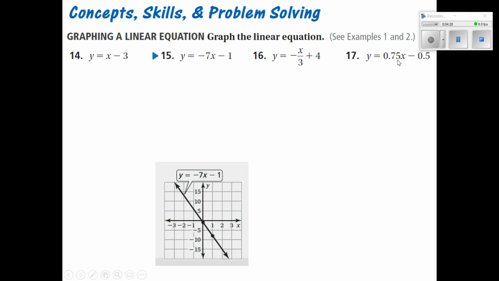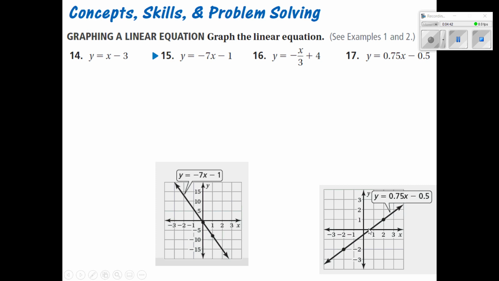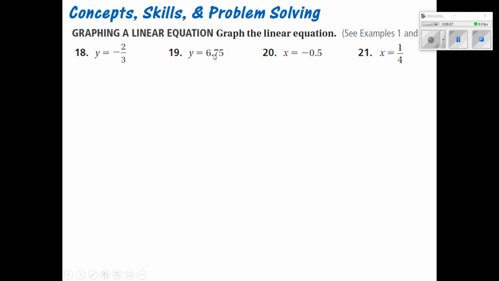Number 17, we have -0.5. So it's going to cross y at -0.5, just a little below the origin. And then it's going to go up 0.75 and over 1. So right here between 1 and the origin, we're going to go right there at -0.5. And that means we're going to go up. And by the time we come here, we're going to have about 0.25 up. So when we add another 0.75 on the next one, it's going to be at 1. So that's why we've got y equals 0.75x minus 0.5.